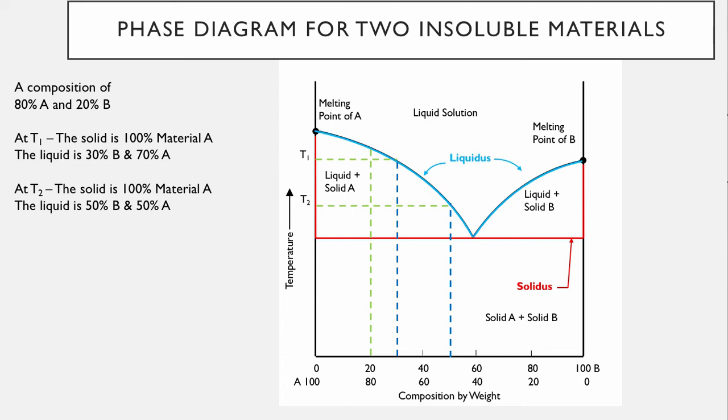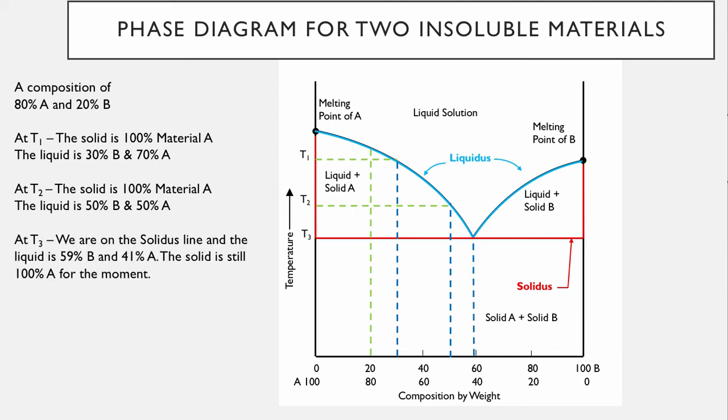Let's keep cooling, but this time let's go down basically to the solidus line. So let's put T3 right about at the solidus. If I draw a horizontal line at this temperature, I'm basically drawing along the solidus. I can drop down that vertical line, and I see that the percent composition in my liquid is maybe 59% material B and 41% material A. And for the moment, our solid is still 100% material A.